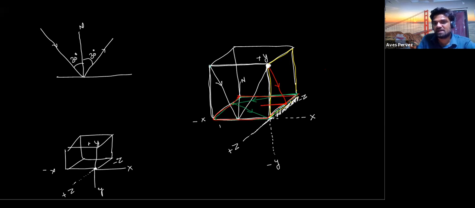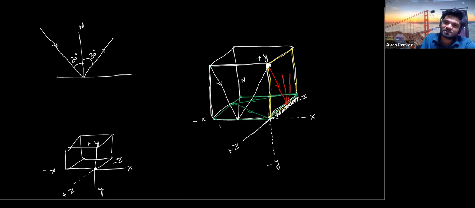If the incident ray is in the YZ plane, the reflected ray and the normal cannot be in this plane. The plane of this bottom is Z and X, so it cannot be in Z and X. It cannot be like this, making 90 degrees with this plane. No, it cannot be like this. It must be in this plane.